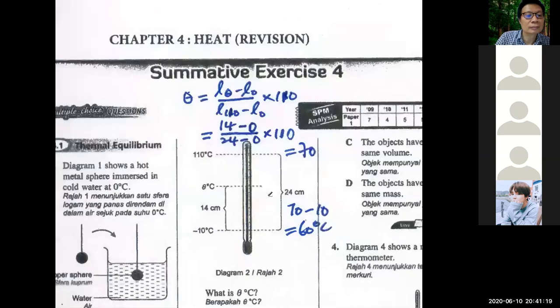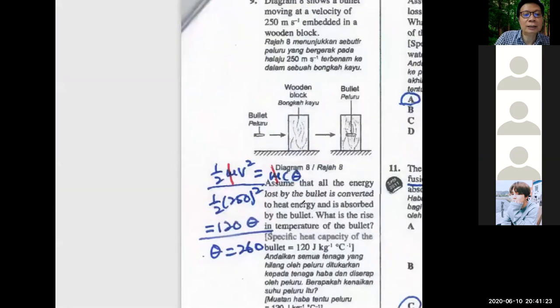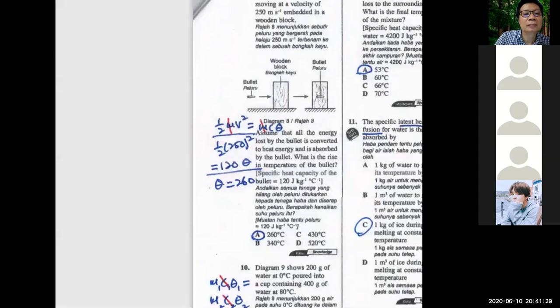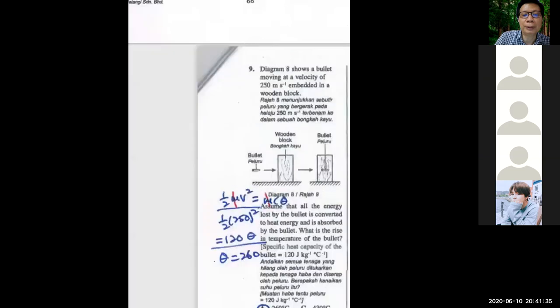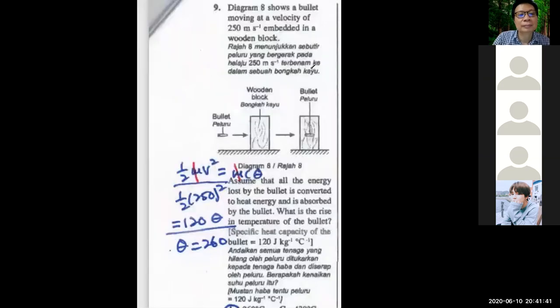I think it's somewhere here. Okay, question number 9. Look at question number 9. Let's read the question.